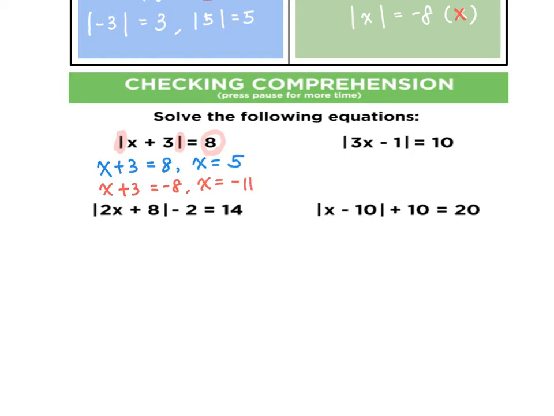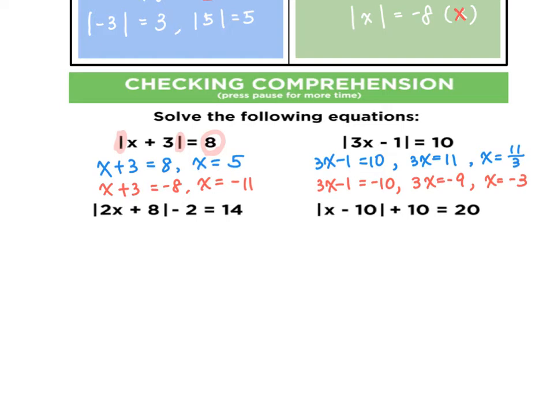The next one, 3x minus 1 equals 10. So for the x, 3x equals 11. So x will be 11 over 3. And 3x minus 1 equals -10. So 3x equals -9. And divide by 3, x equals -3.